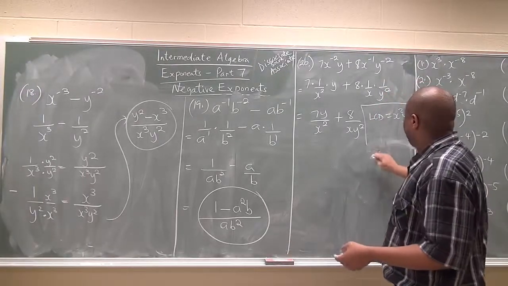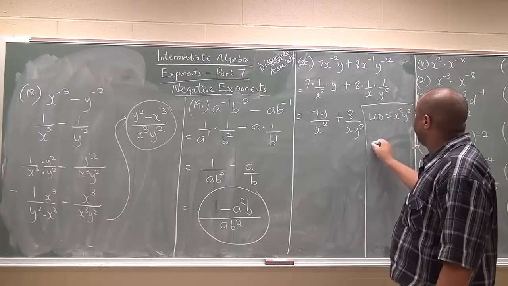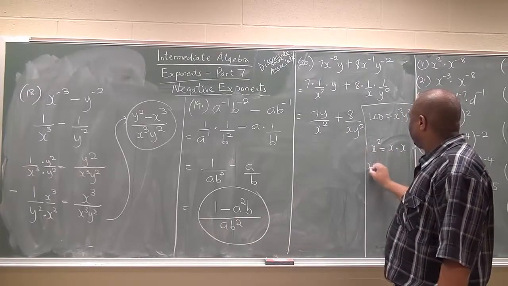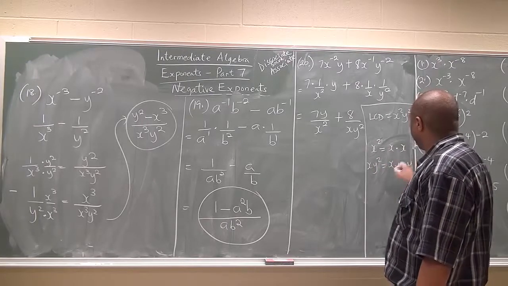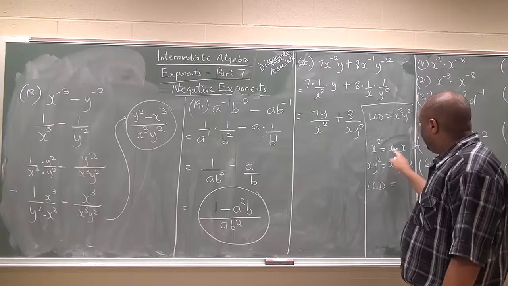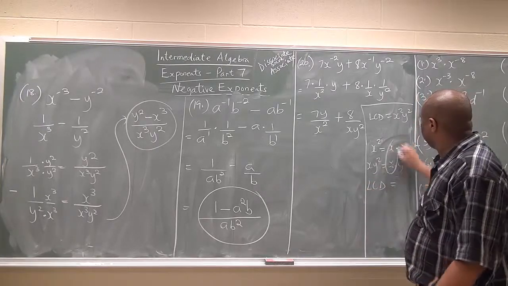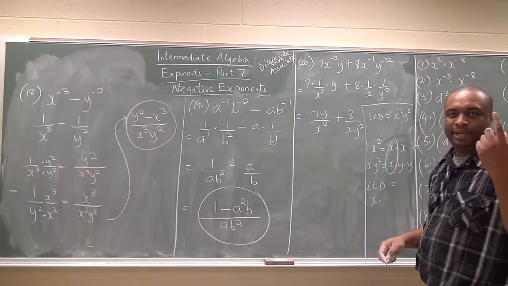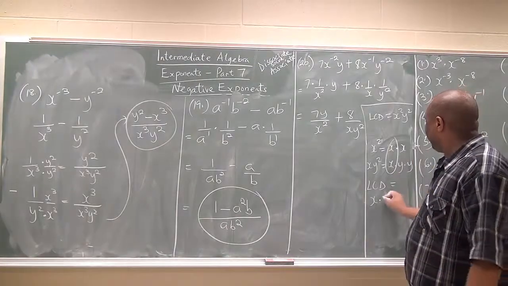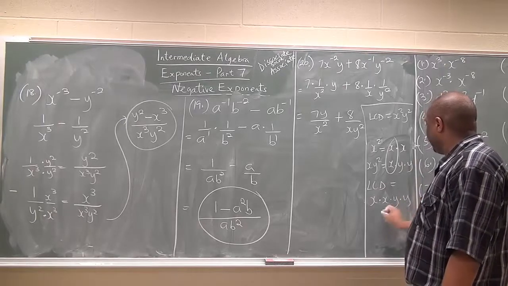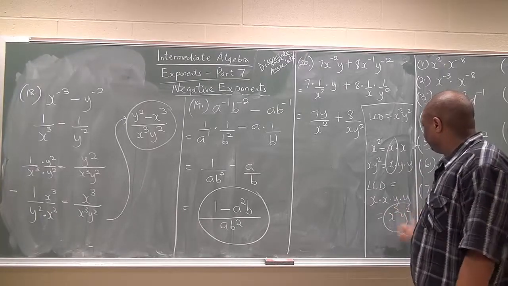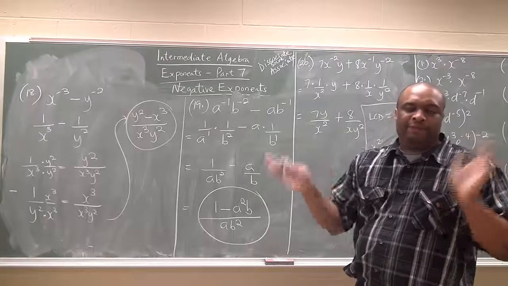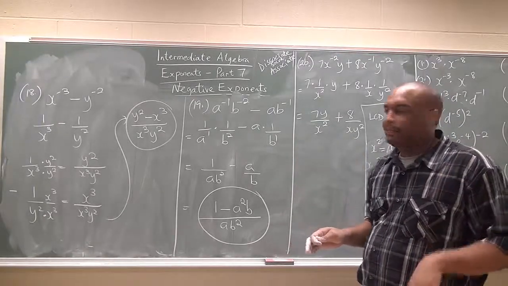For instance, let me explain it here. You're looking for the LCD of x squared and xy squared. This is x times x, and xy squared is x times y times y. If a factor appears twice, count it one time, then multiply every other factor. So x times y times y, and you have x squared y squared. That's the same way you do others. View my videos on factors and multiples, please.